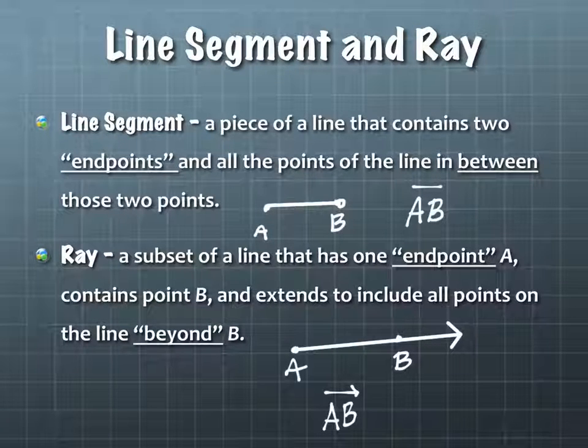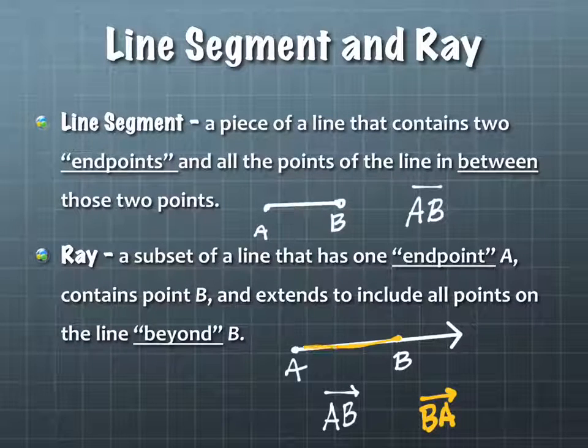If you write down ray BA with the arrow, that would be this ray. It's a different ray. Okay? So the order matters, the arrow's direction matters.